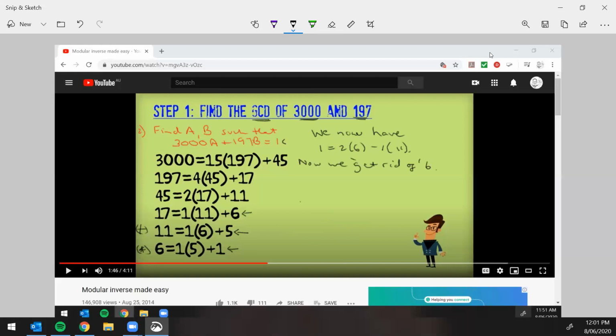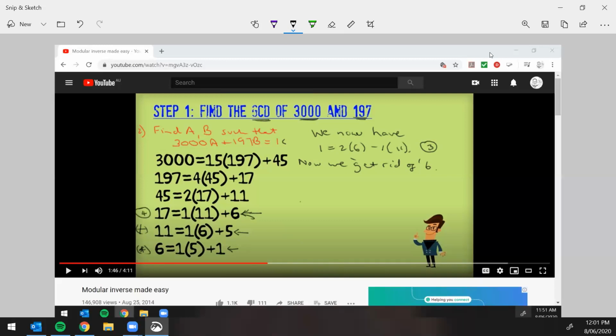We want multiples of 3,197. So 6 is the smallest one. So I'll get rid of 6. Okay. So where am I going to find an expression for 6 that I can substitute in? Well, I've got this one here. So let's call this equation 3 now. And let's call this one 4.